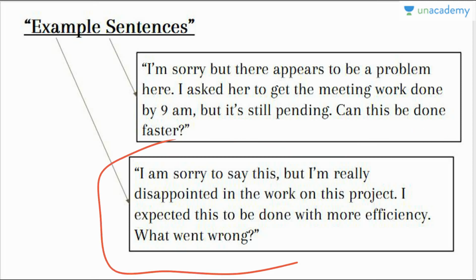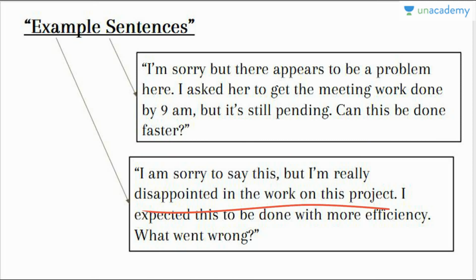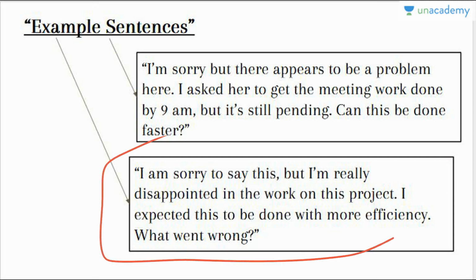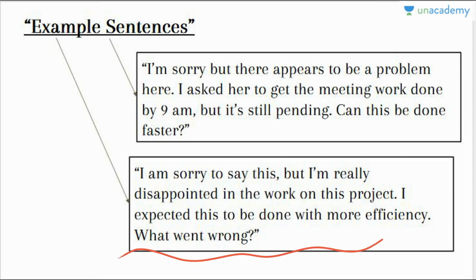Next is, I am sorry to say this, but again, this is the expression that we learned. I am really disappointed in the work on this project. I expected this to be done with more efficiency, which means with lesser costs and lesser time. What went wrong? Right? So this is not so polite, but you're asking what went wrong. I expected this to be done with more efficiency, right? Okay, so you are not asking to amend it, but rather because it cannot be now, you are just asking what the reasons are that it got like this. Okay, so these are the examples.